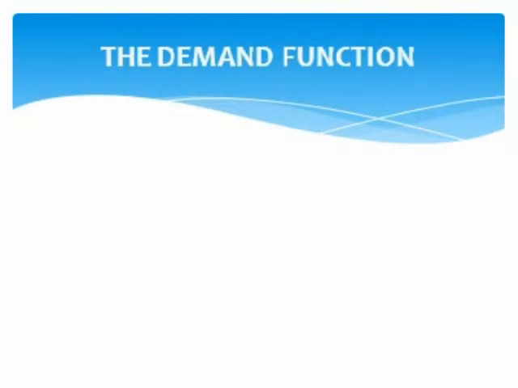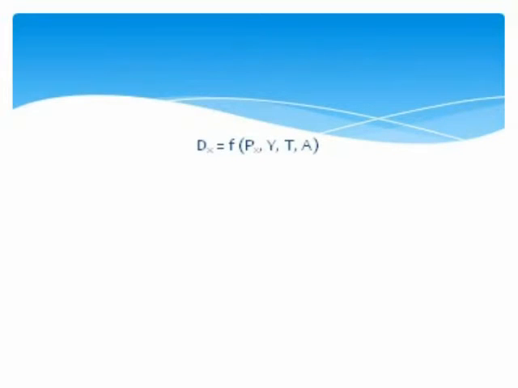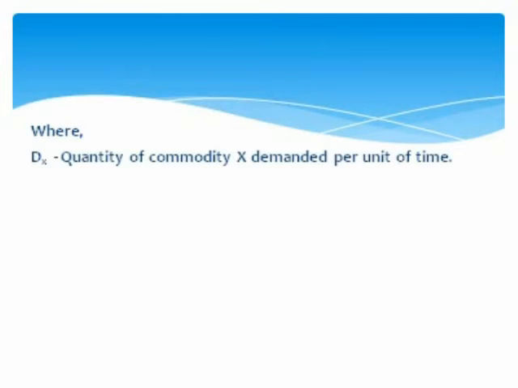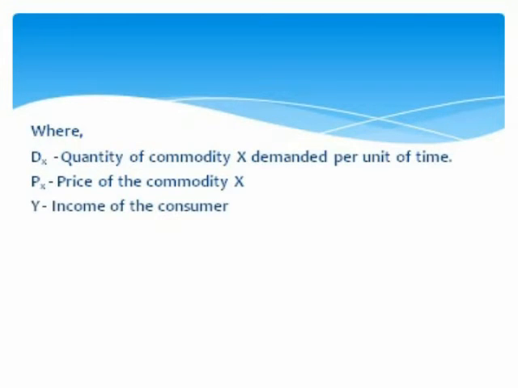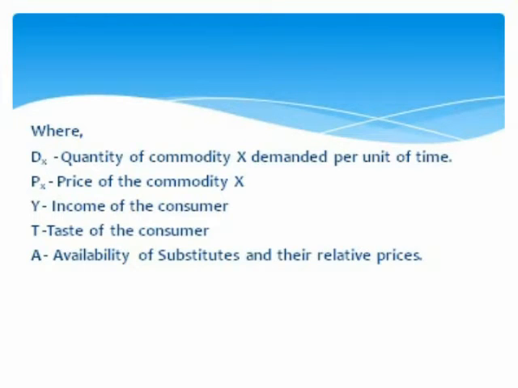Next, we move to demand function. The demand function for a commodity is expressed as D = f(P, Y, T, A), where D denotes quantity of commodity X demanded per unit of time, P is the price of the commodity X, Y is the income of the consumer, T is the taste of the consumer, and A denotes availability of substitutes and the relative prices.